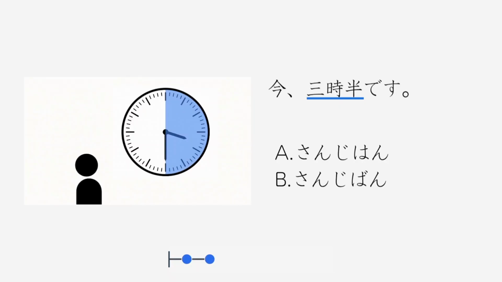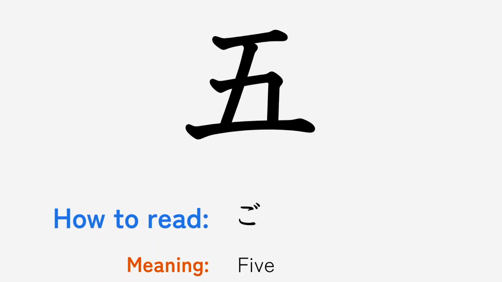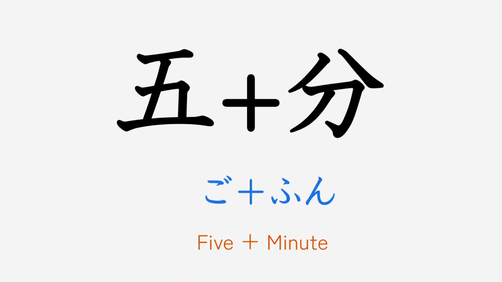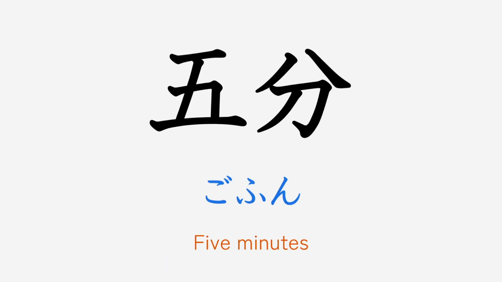How do you read the underlined kanji? The answer is A. Go is 5. Hun originally means to divide, but for time it means minute. 5 minutes is gofun.